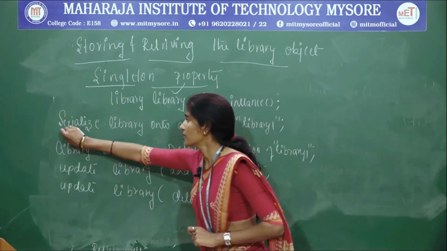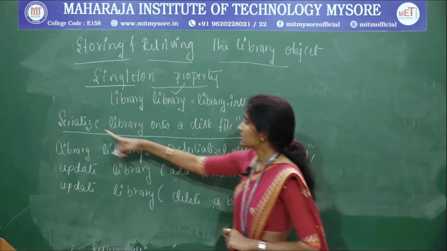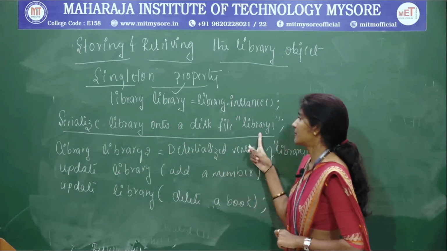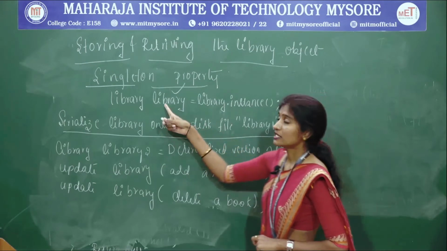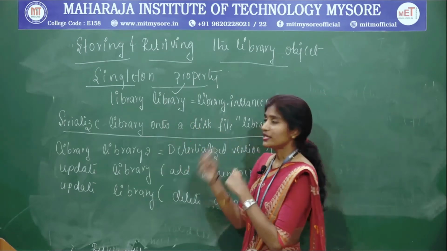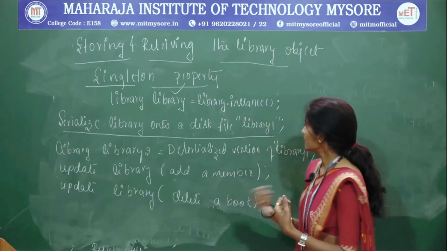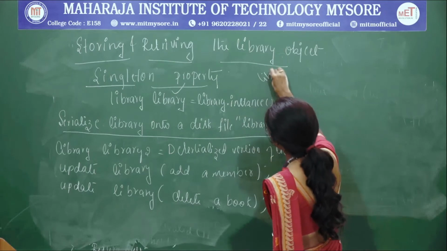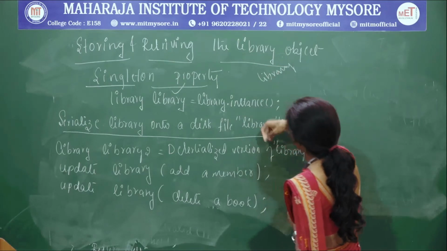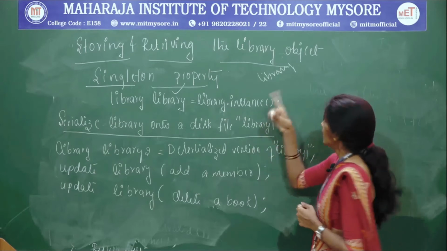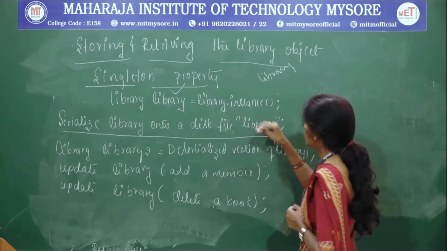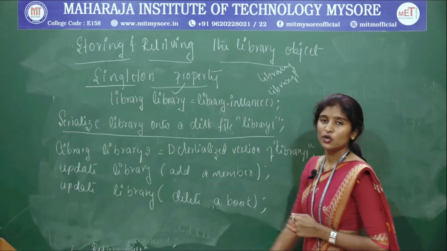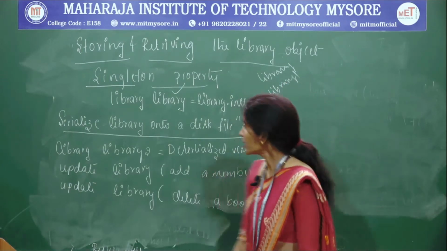That is why you have the second statement, serialize library, onto a disk file library 1. I am using this library and copying the same with another name, that is library 1. So what happened now? I had an instance called library. Then I used that library and copied it to a disk, a secondary storage device, and renamed it as library 1. So another copy I maintained.